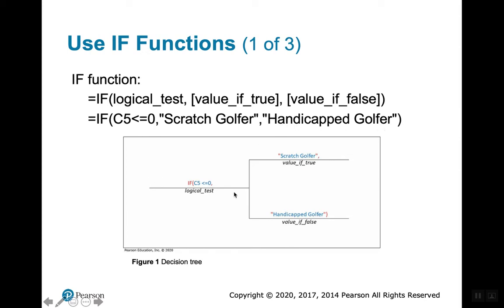And this is a representation of what we call a decision tree. It's really a pictorial representation, and we can use these as we're designing this logic. What's important as we look at the execution of this function is the positions of the arguments. The logical test is first, the true value is second, and the false value is third. So it's three arguments.